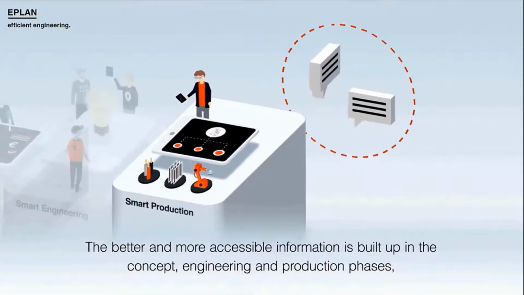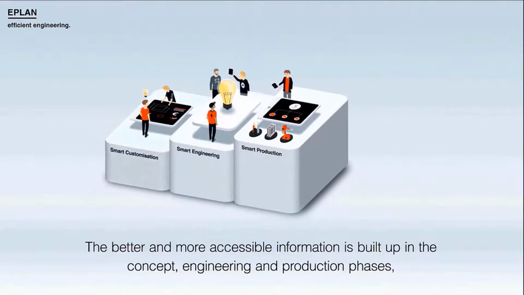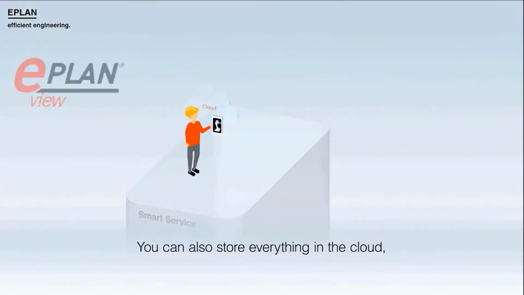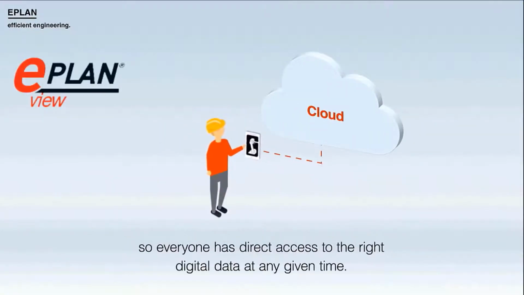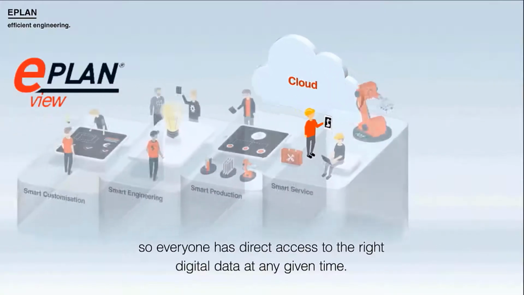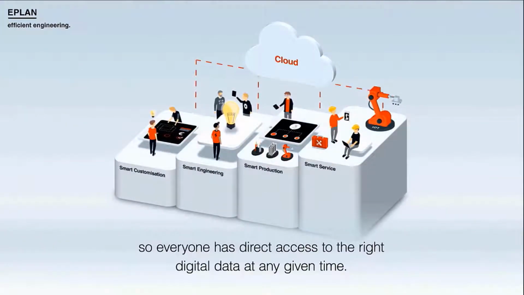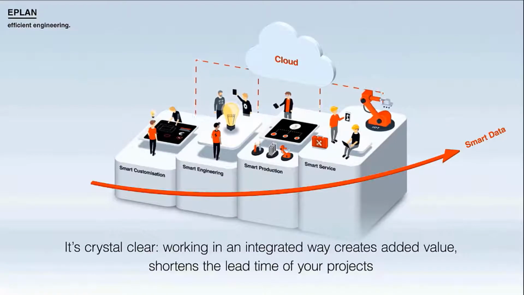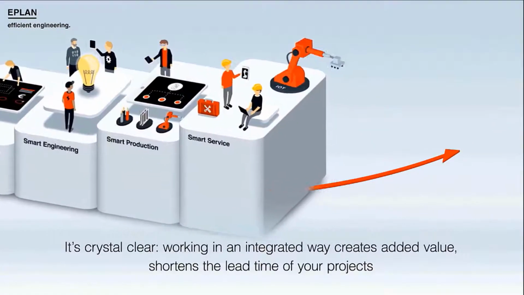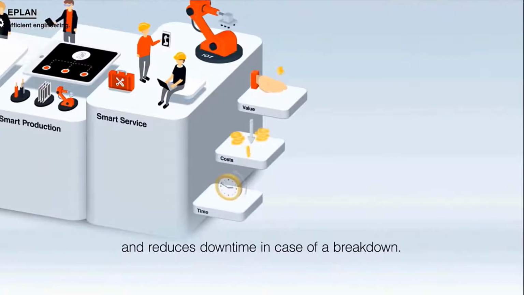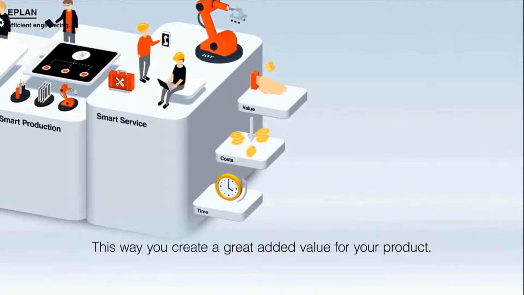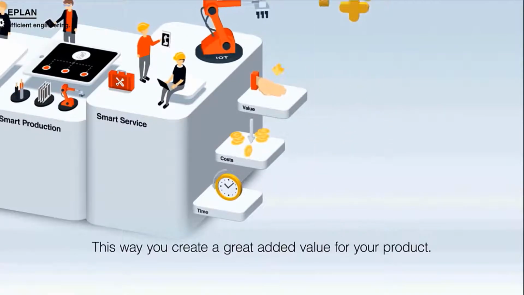The better and more accessible information is built up in the concept, engineering and production phases, the less time you'll lose later on in case of downtime. You can also store everything in the cloud, so everyone has direct access to the right digital data at any given time. It's crystal clear. Working in an integrated way creates added value, shortens the lead time of your projects, and reduces downtime in case of a breakdown. This way you create a great added value for your product.